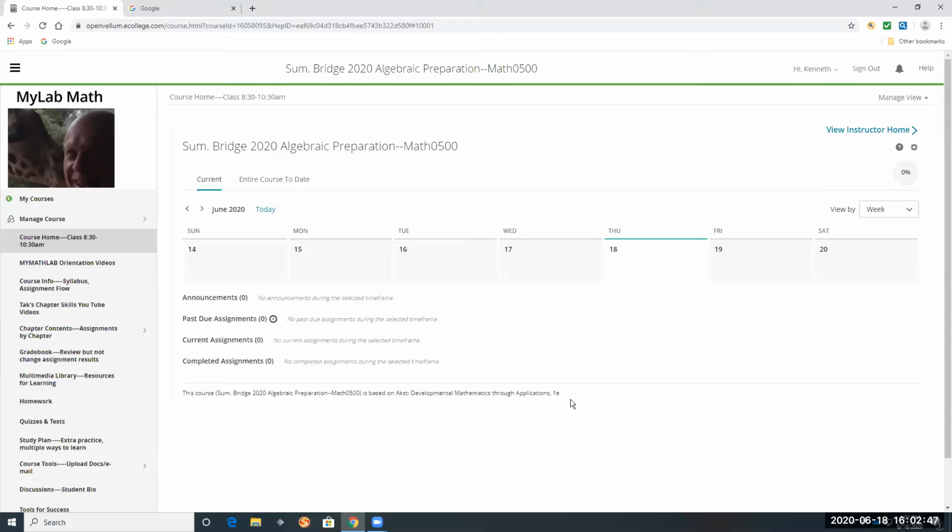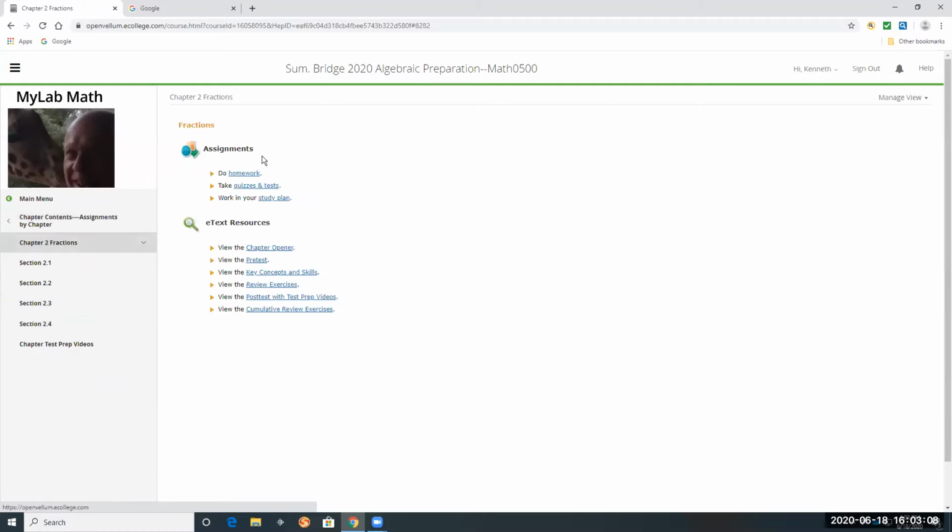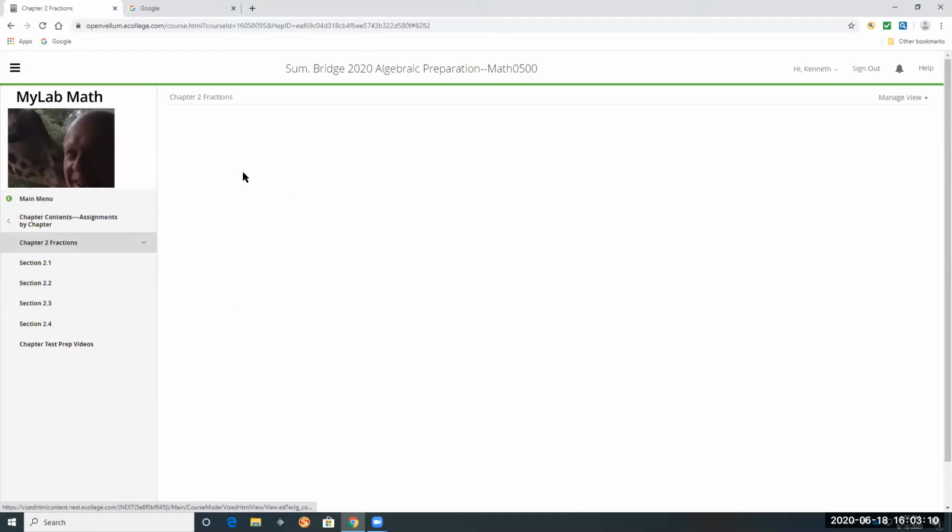How do we do homework assignments? We can find our homework in one of two ways. You can either go to the tab Homework, which lists all the homework from the beginning to the end of the class, or you can go to Chapter Contents, which lists homework as well as tests by chapter. I'm going to go in that way. I'm going to go to Chapter 2, and I'm going to say Do Homework.